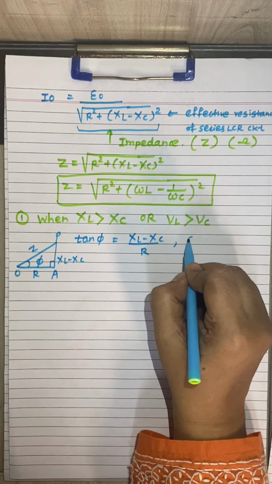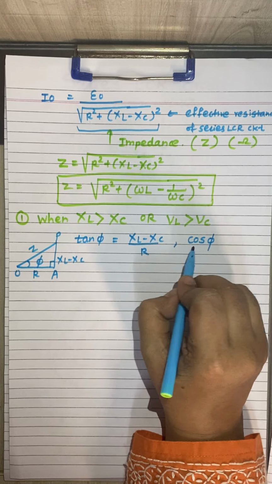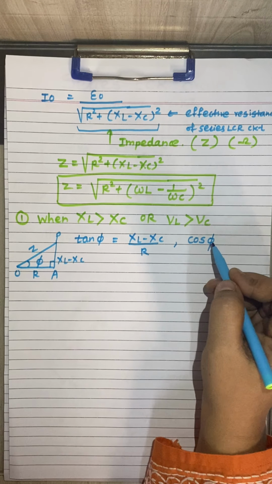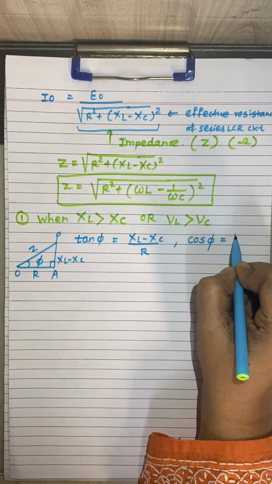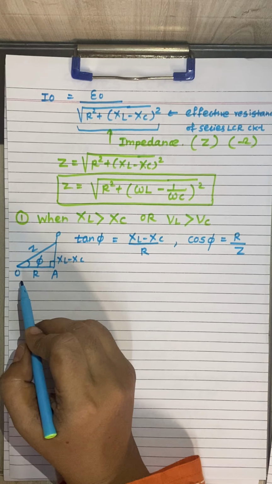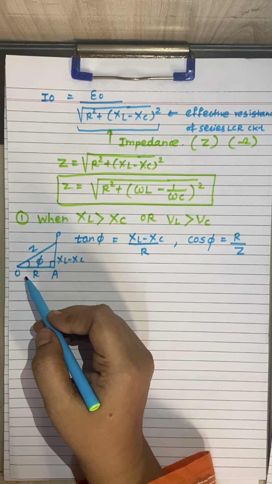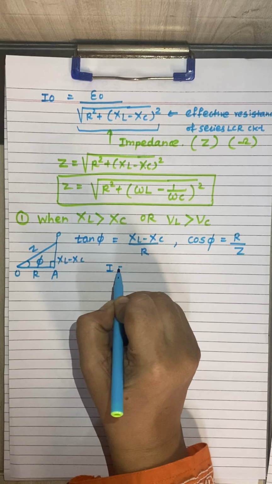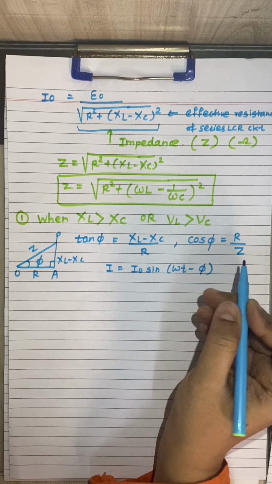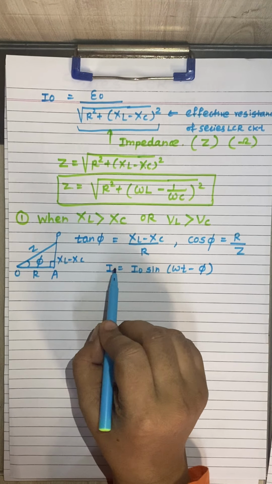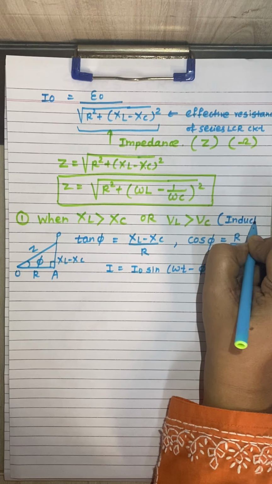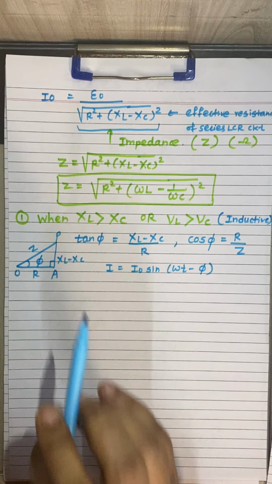Or we can find another ratio called cos phi, and this is going to be an important factor whenever we discuss the power factor or power of the LCR circuit. So cos phi is equal to R by Z. The instantaneous current in the circuit will then be I equal to I naught sine omega t minus phi. In this case the circuit is called an inductive circuit, when XL is greater than XC.